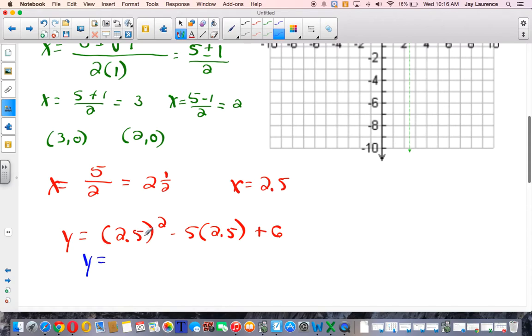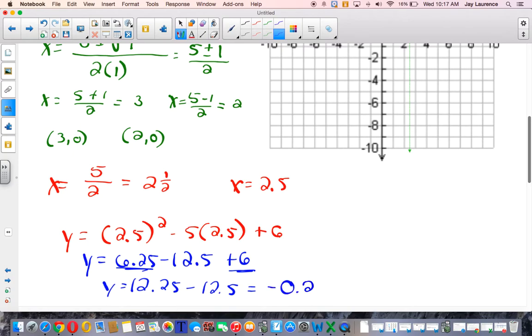So 2.5 squared would be 6.25, I believe. And 5 times 2.5 is 12.50, so it'll be negative 12.50, plus 6. Look at these like terms here. I really have the problem of 12.25 minus 12.50. That must mean that the y-coordinate is a negative quarter. So the vertex is going to occur at 2.5, negative 1/4.